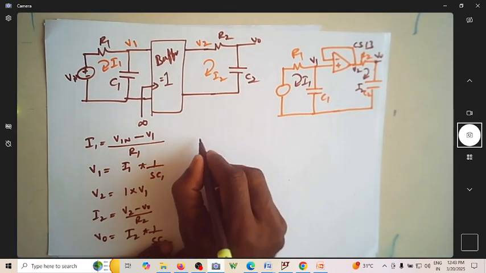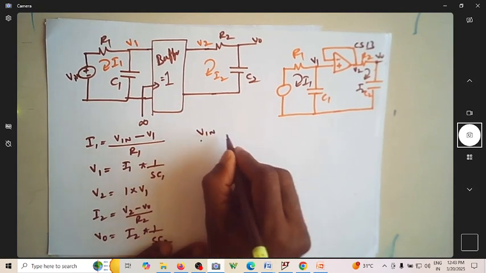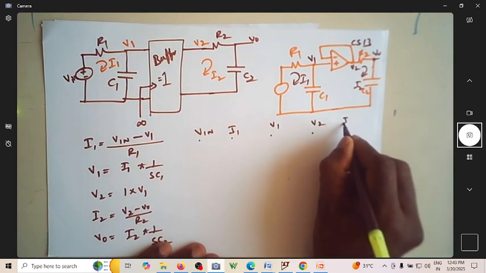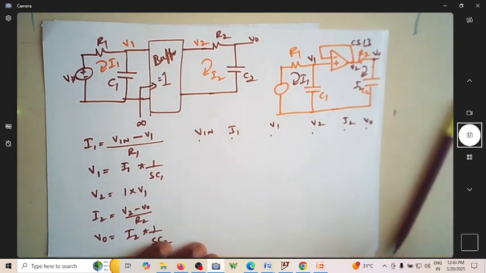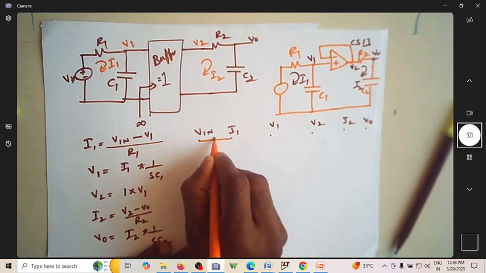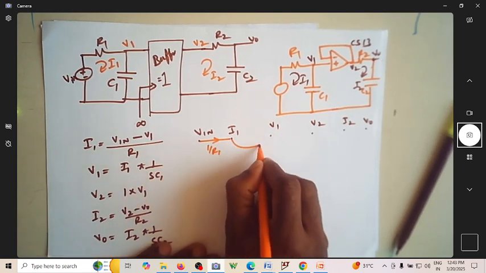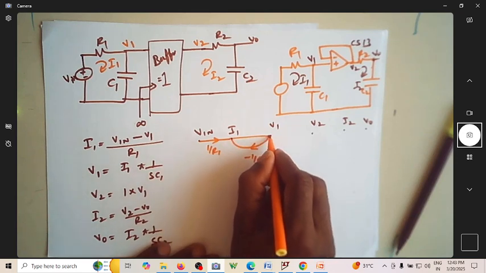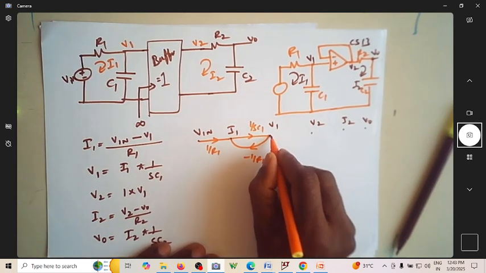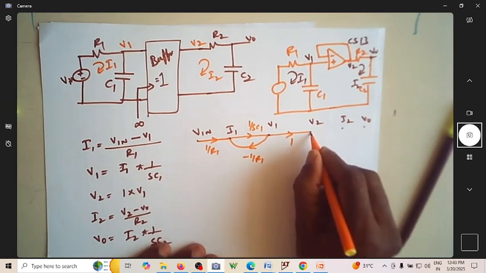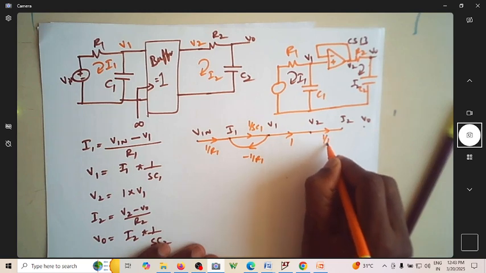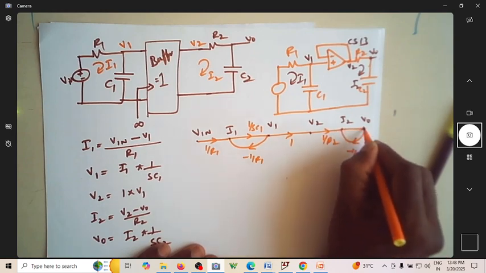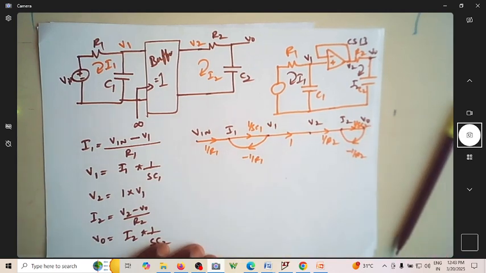Let us write the SFG for this. It is V in, I1, V1, V2, I2, V0. Let us write this. So this is 1 over R1. This is minus 1 over R1. This is 1 over SC1. This is 1, and I2 is 1 over R2. This is minus 1 over R2, and this is 1 over SC2.